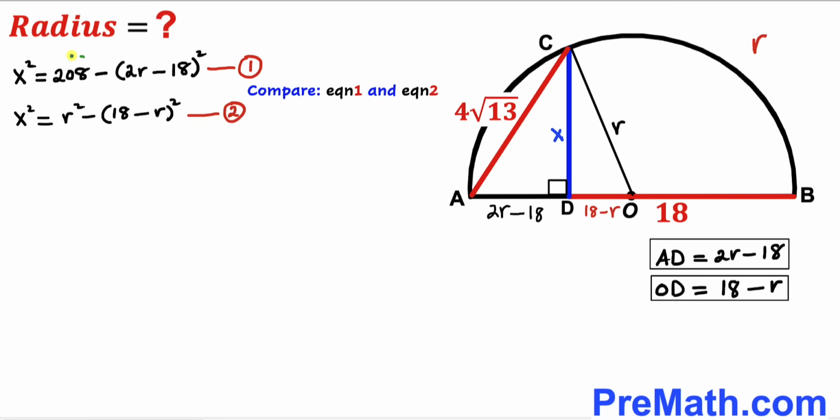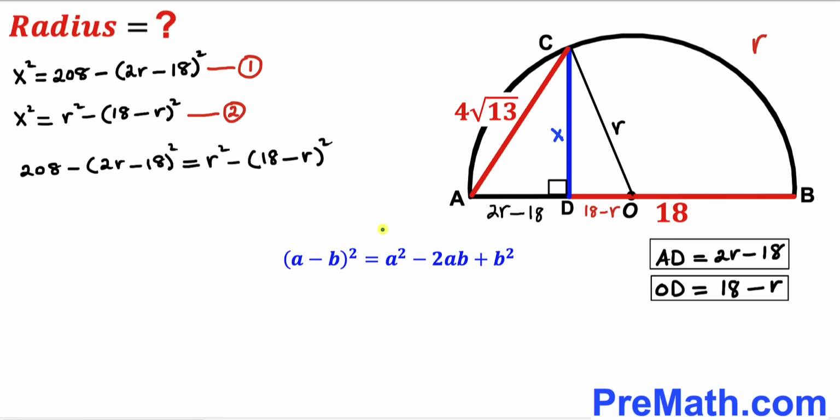So therefore we can equate the right hand sides as well. So therefore we can write (208 minus 2r minus 18) whole square is going to be equal to r square minus (18 minus r) whole square.